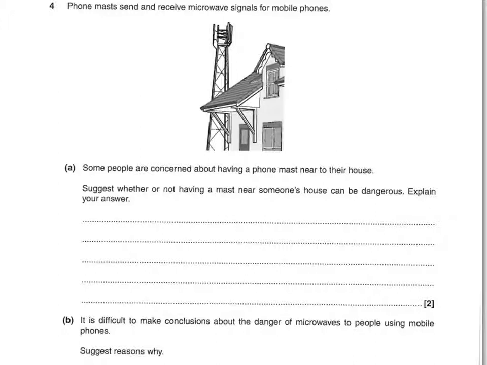Or you could say there's not a danger, because the mast is well above the house, or a lot higher than the house. You could say there's a lot of fabric in the house absorbing the microwaves. You could say the microwave power output is low. Or you could say that there's a long wavelength or a lower frequency, so it's not harming the cells. So you've got to choose whether you are supporting, as it says, whether or not having a mast near someone can be dangerous.